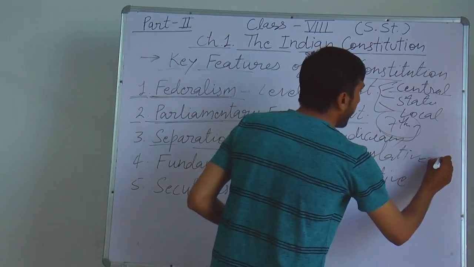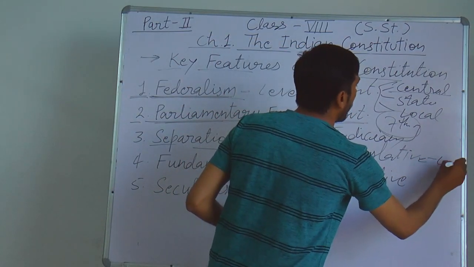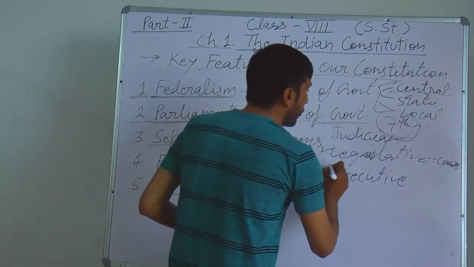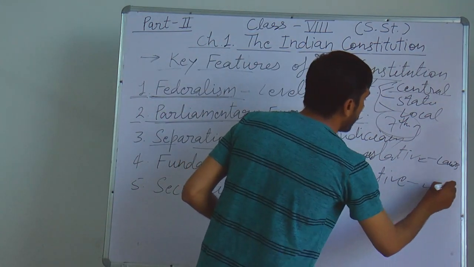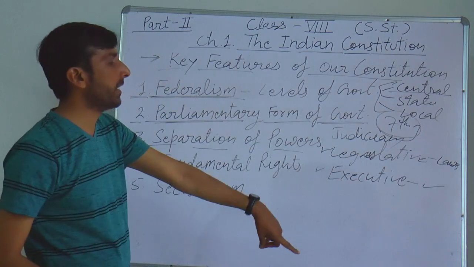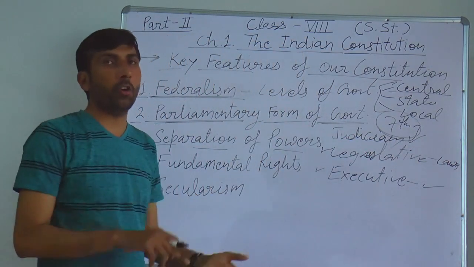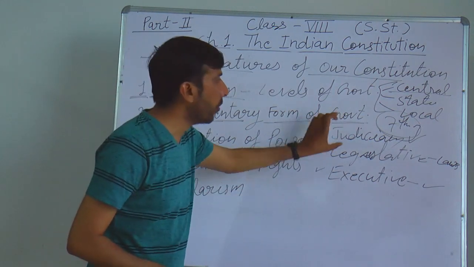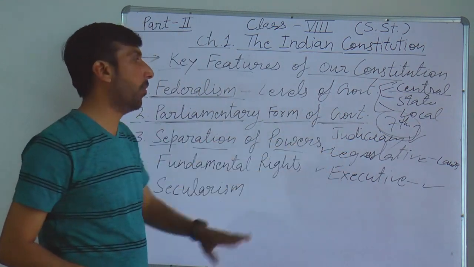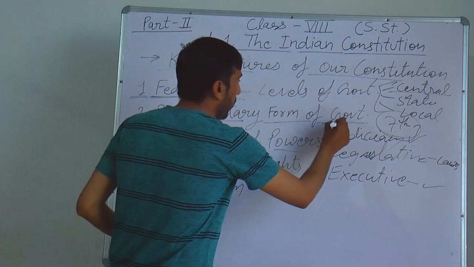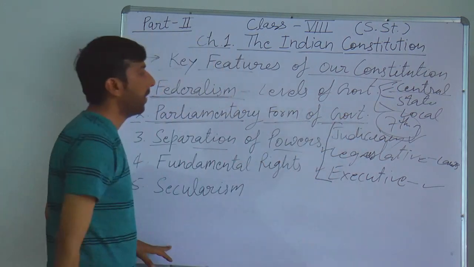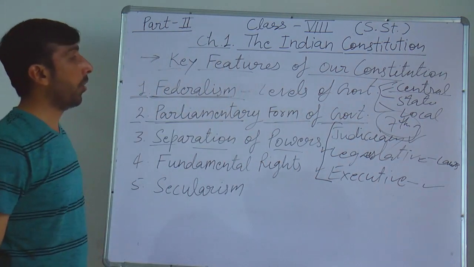Legislative will make the laws. Executive will implement the laws made by the legislative. And judiciary will interpret the laws, which means it will protect the laws as well as interpret them. So this is the division of powers. It means separation of powers among all the organs.